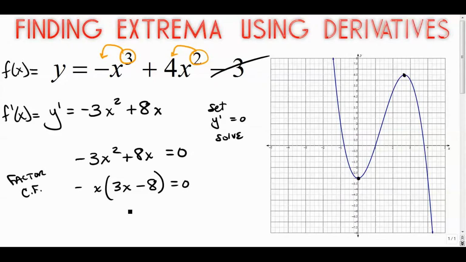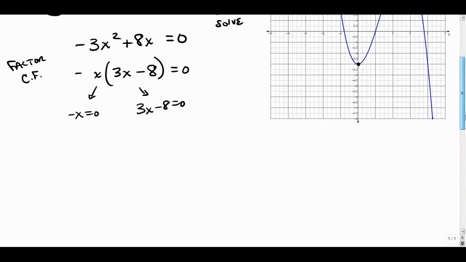So now we have what I've looked at before, where we say, okay, if we have this thing times this thing equal to 0, that means either this is 0 or this is 0 or both. So we just branch out, use our zero product property, and solve both equations. So x is 0 and 3x equals 8, x is 8/3. So these are the x values at our potential extrema, and we just need to test it.